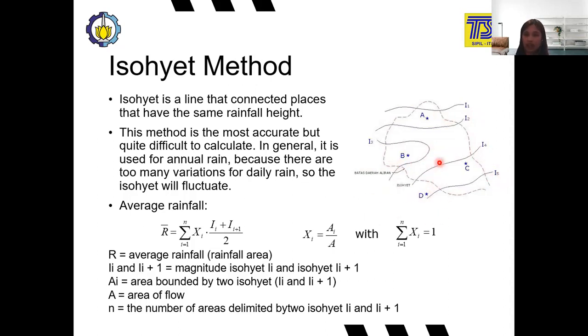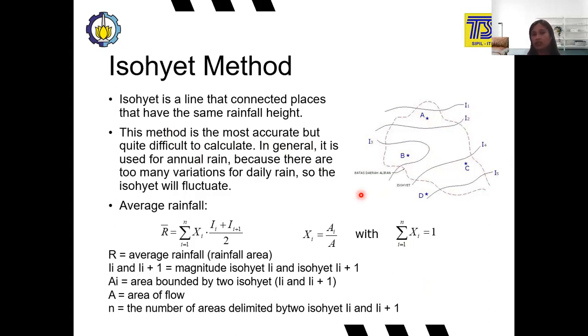At first, we didn't have these lines. We only have this watershed with the points of rainfall stations. How do we get these lines? These lines can be drawn if we know the rainfall height on this area. How can we know the rainfall height on this area? Yeah, we can determine it by knowing the data of the rainfall in these stations. But this method is the most accurate, but it's quite difficult to calculate.